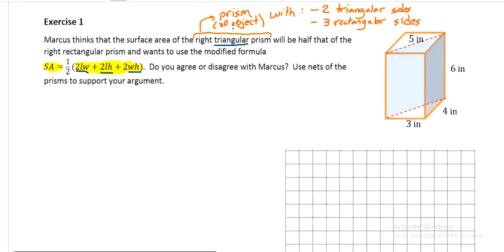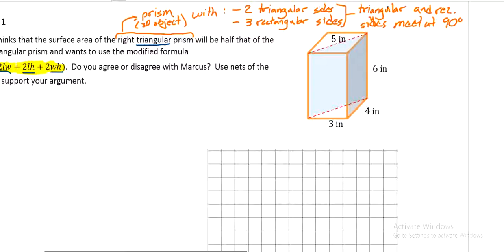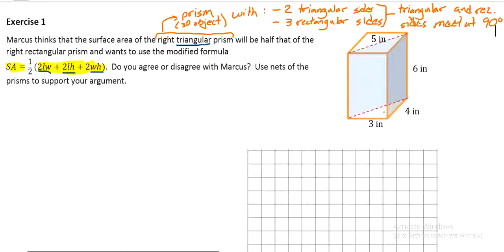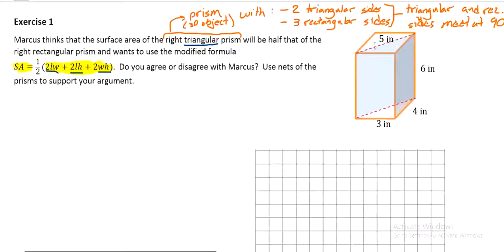A right triangular prism is a prism, which is just a 3D object, with 2 triangular sides and 3 rectangular sides, and the triangular and rectangular sides meet at 90 degrees. I had to abbreviate rectangular so you could fit it on your page. So that is your official definition of a right triangular prism. Now this object right here, what they did is they took the rectangular prism from that opening example and cut it into a triangular prism. So this side here in the back, this space no longer exists.